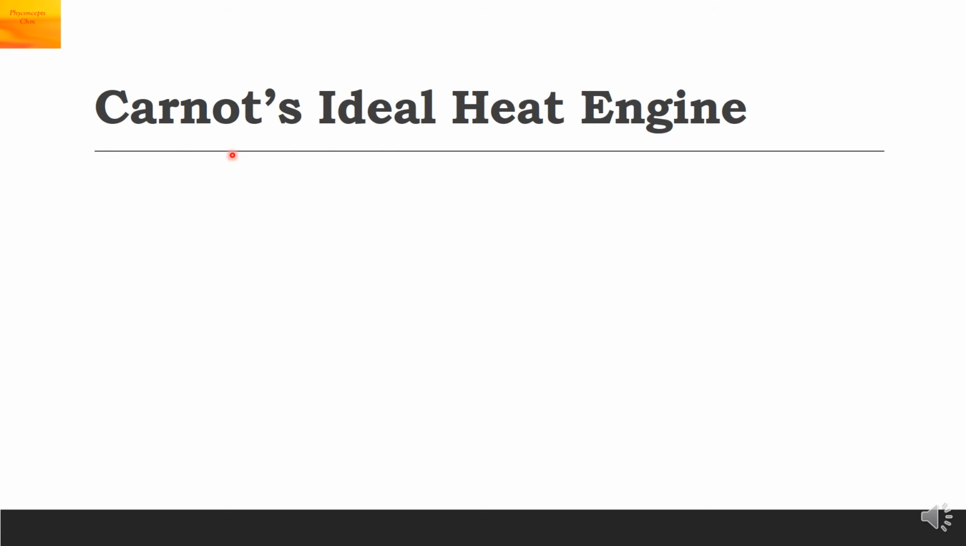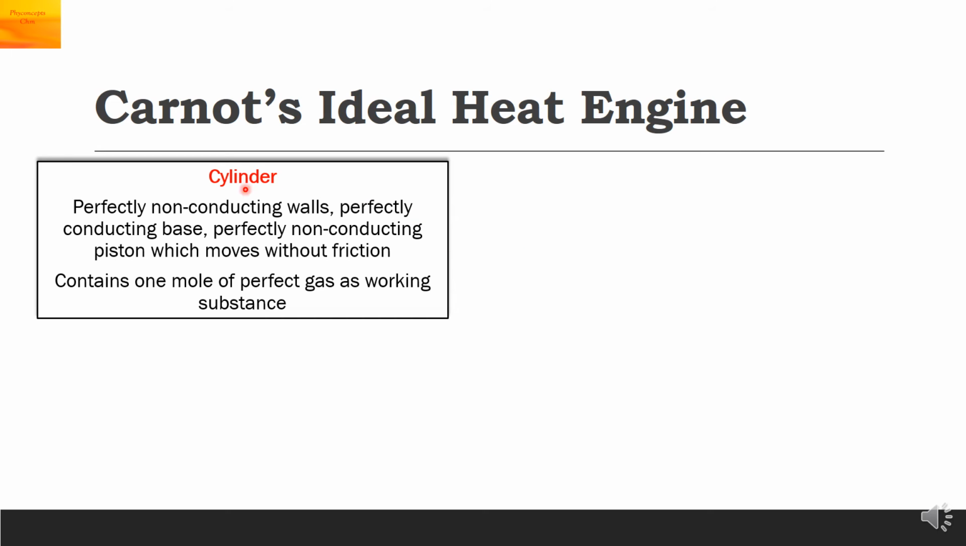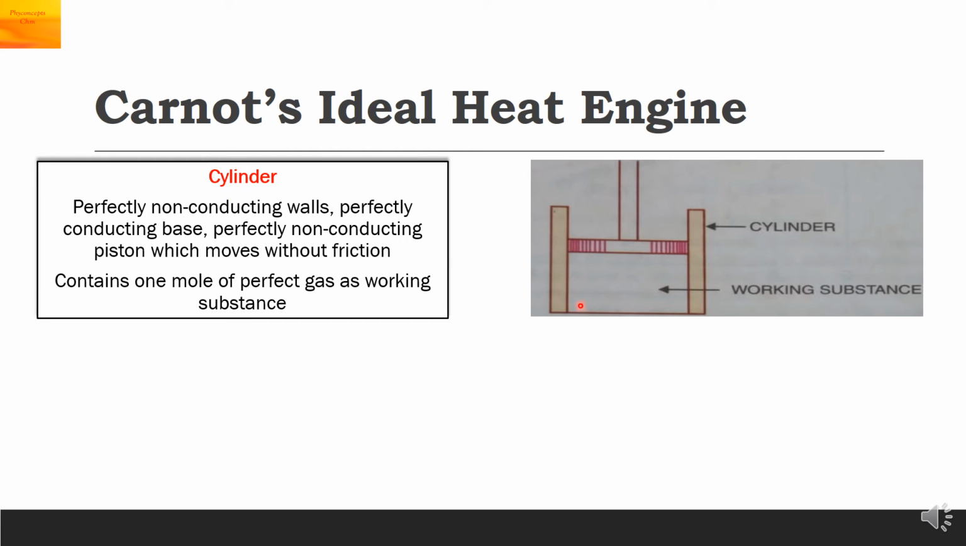Next we will see the Carnot's ideal heat engine. Now this is a theoretical engine and it has 4 parts. We will see the first part of the engine. It is called a cylinder. So this is a cylinder.